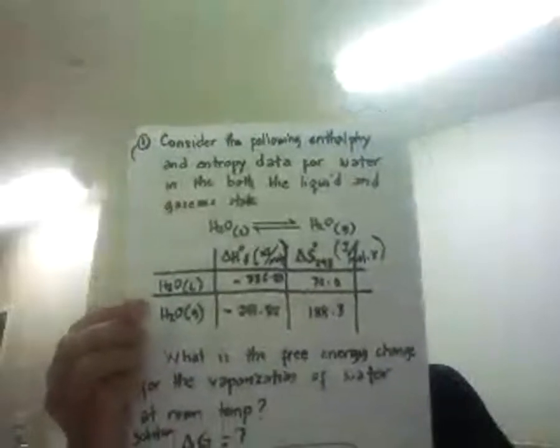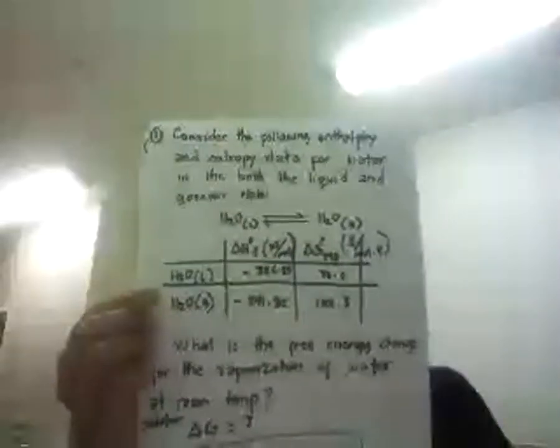The question is, what is the free energy change for the vaporization of water at room temperature? We have the given here. It's very clear: the delta H of formation, the change of enthalpy of formation. Our clue here is the evaporation or vaporization process, in which liquid changes to the vapor state.